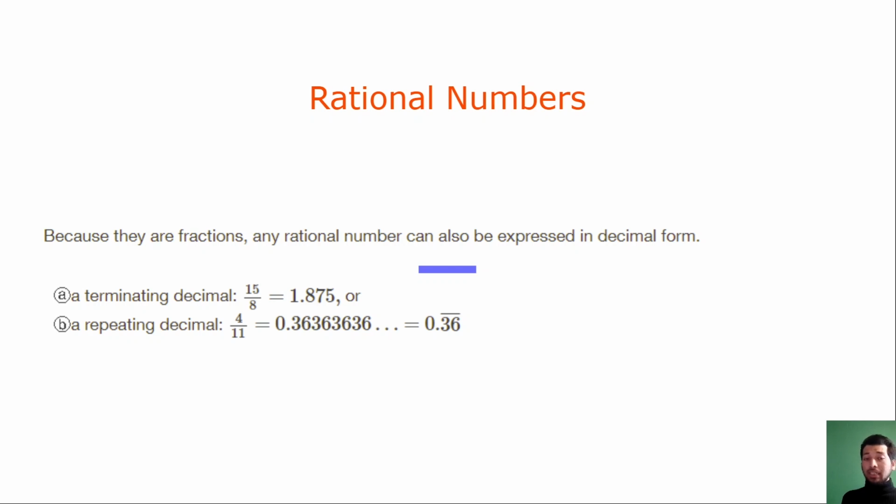Now for the repeating decimal, we have 4 over 11, which can be written as 0.36, 36, 36, 36, and so on. We can see that this 36 is repeating indefinitely. So we can put a horizontal bar over the repeating digits. So we can write 0.36 with a horizontal bar on top of 3 and 6.